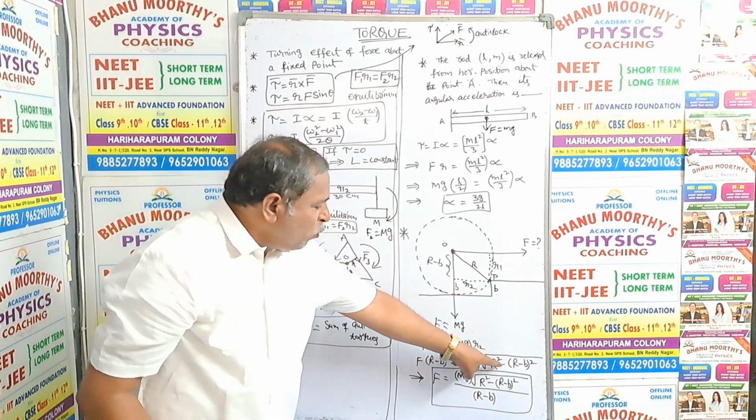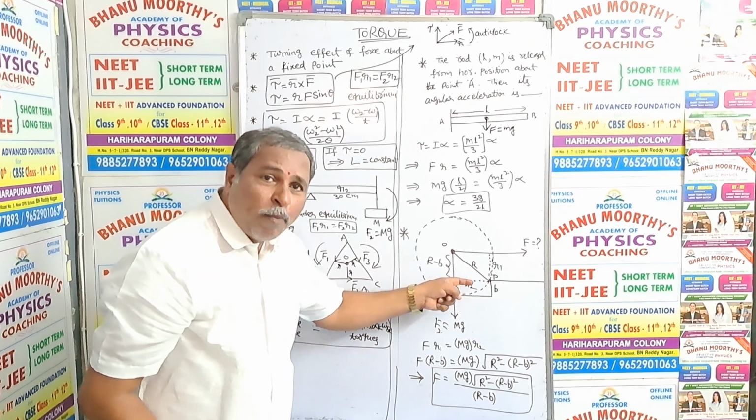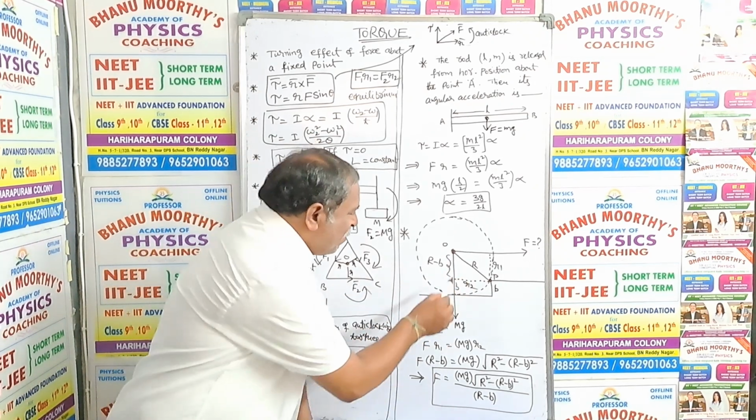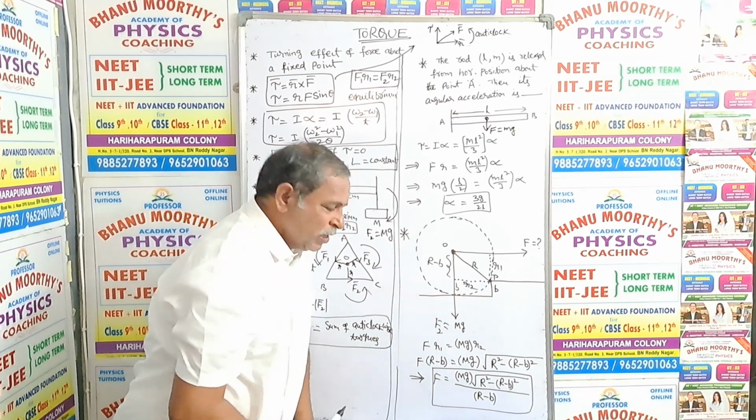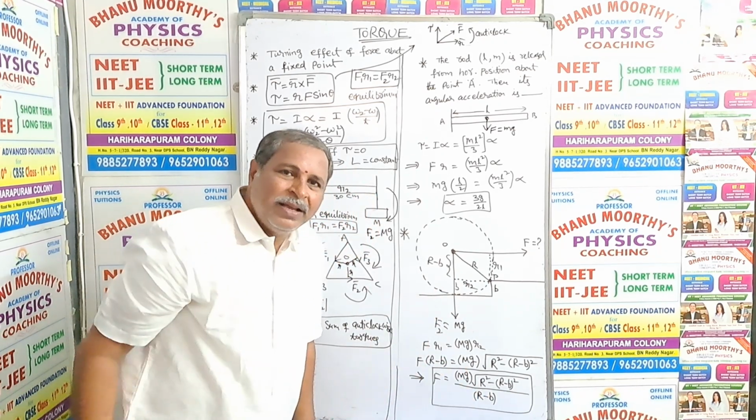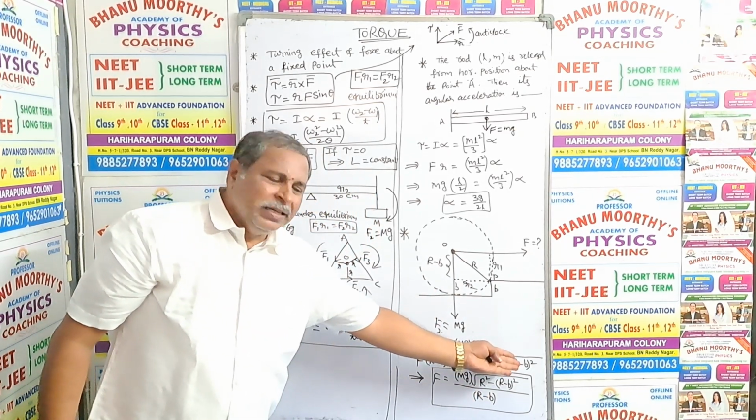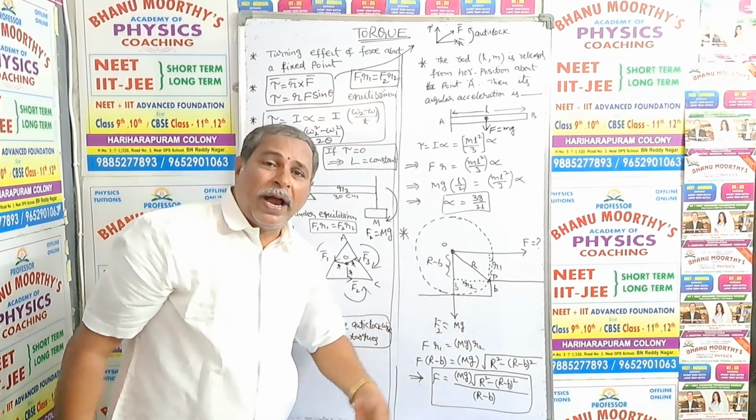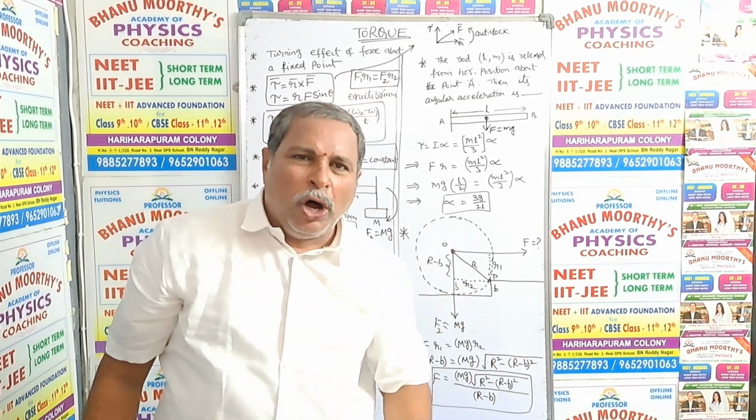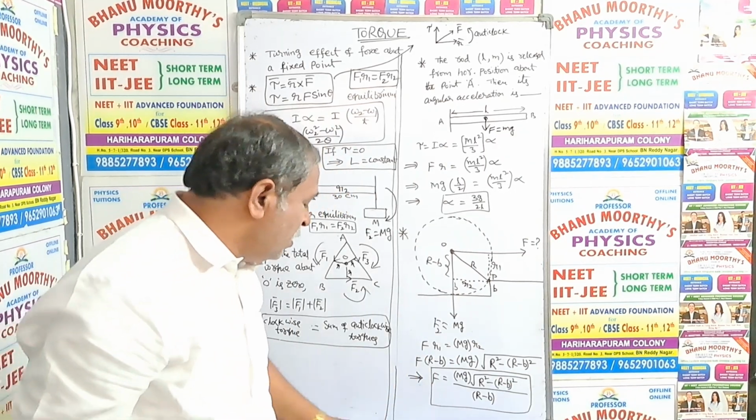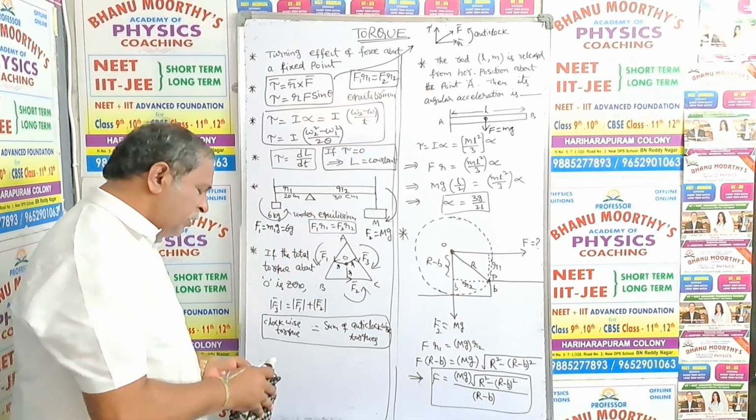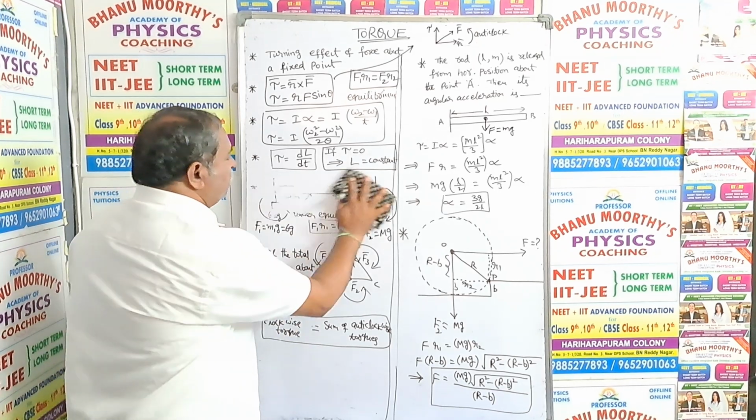Next, R2 value. How to find out the R2 value? Pythagoras theorem, my dear students. By Pythagoras theorem, R2 equals the square root of this square minus this square, the square root of R square minus this square. So if you substitute the values here, you will get the force required to tilt the ball onto the upper step. Very, very important concept, my dear students. Okay, this is the information I am going to give here.